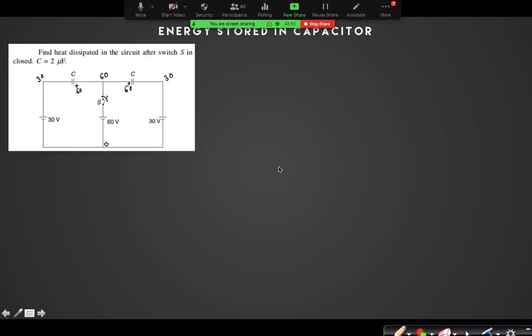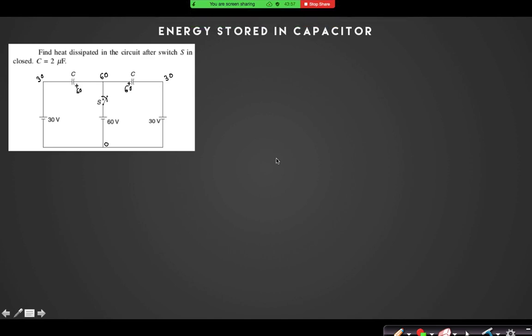Okay. So now what we can assume, actually, we can assume this circuit like this.